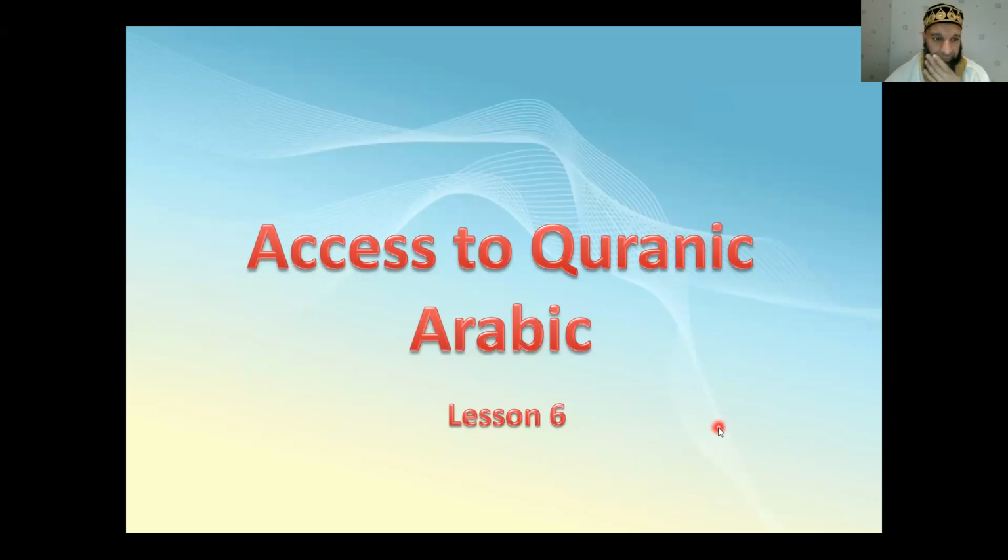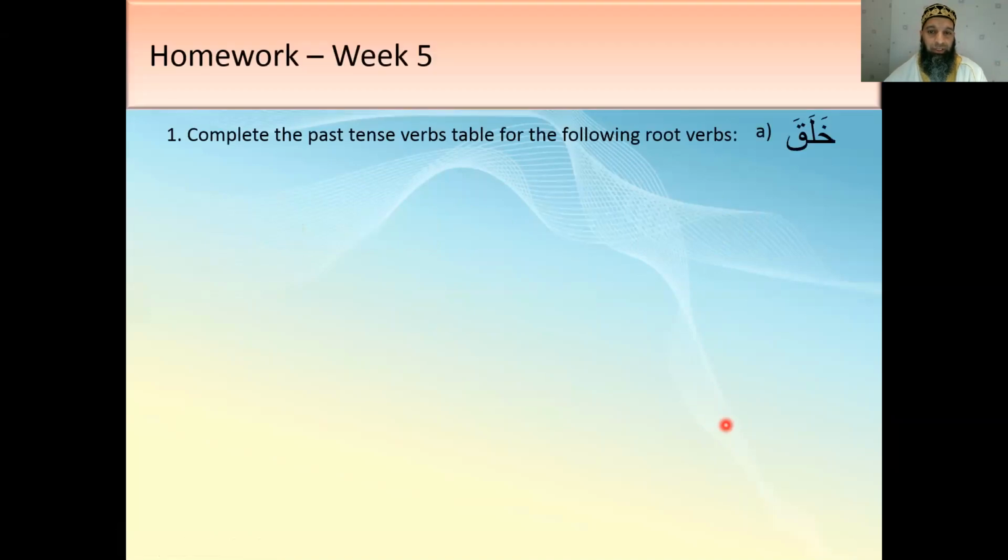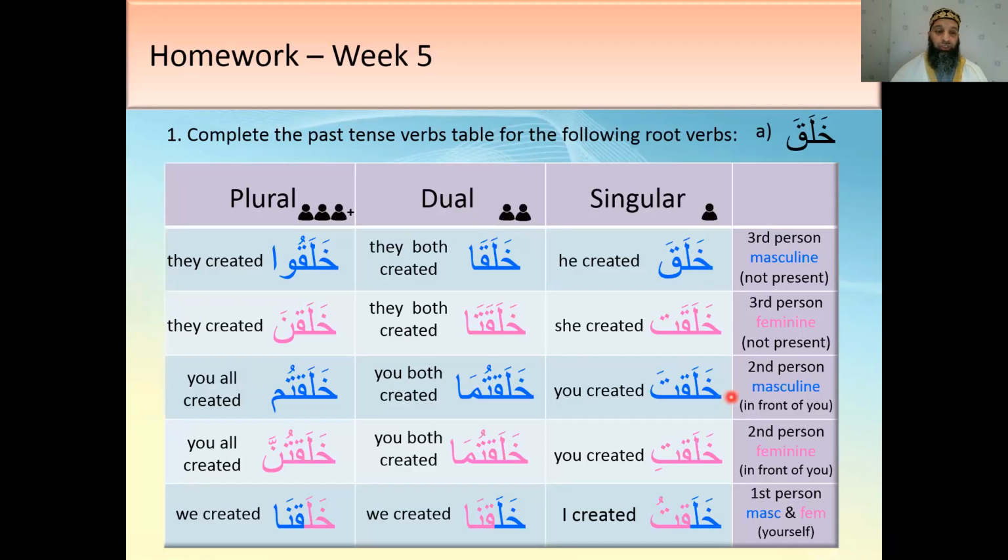So let's start. The first thing we are going to talk about is the homework. Question 1: complete the past tense verb tables for the following root words. It's pretty much just writing out that table by hand so that you get practice, because the more you write, the more practice you get. It's one way to learn.